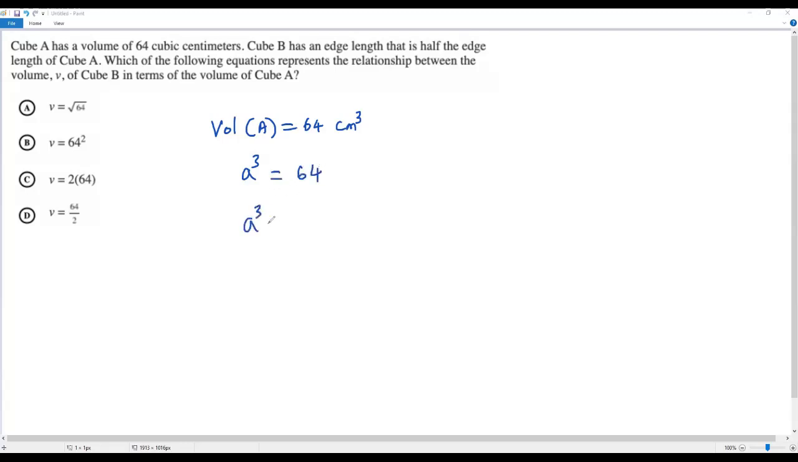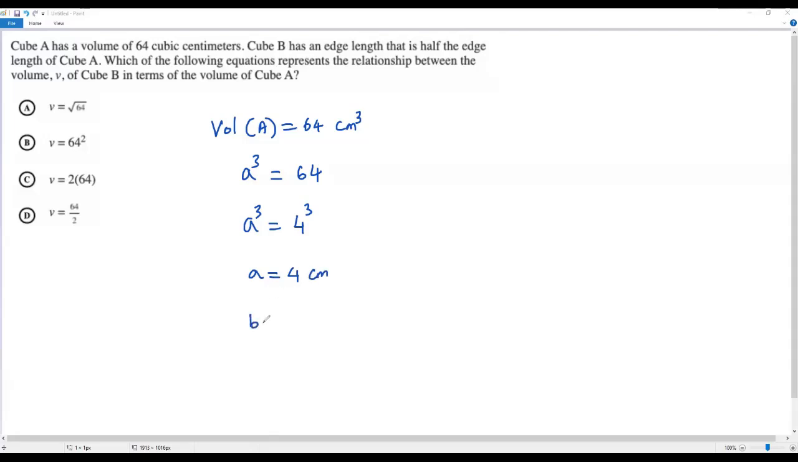Now a cube equals 64, and 64 is a power of 4. It can be just 4 to the third power. Now two terms are equal with the same exponent. So whenever two terms are equal with the same exponent, we can equate the bases and we get a equals 4. So the edge length of cube A is 4 centimeter.